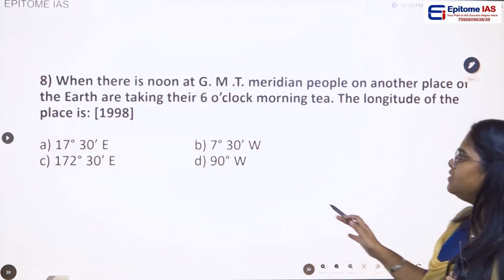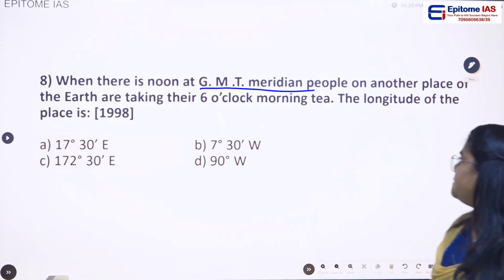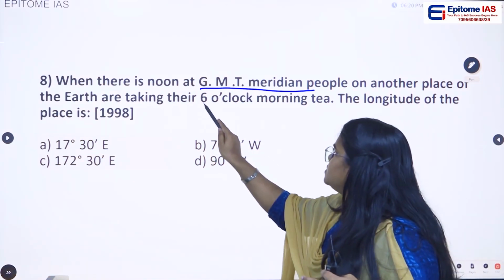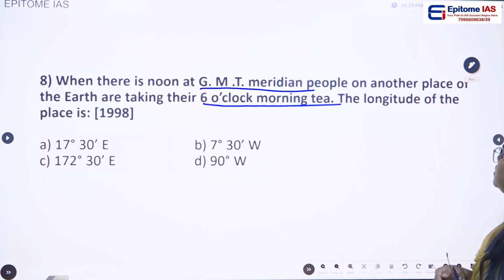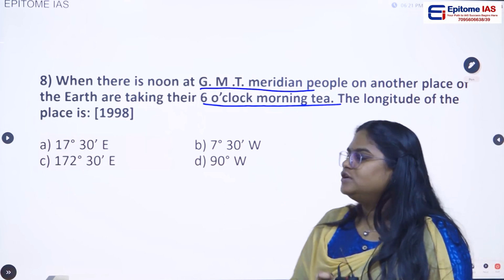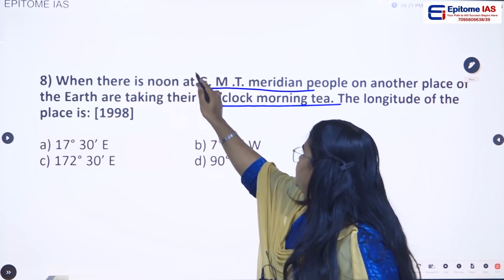So the next question: when there is noon at the GMT meridian, people on another part of the earth are taking their 6 o'clock morning tea. What is the longitude of the places? Options A, B, C, D. So technically, what they are saying is that it is noon at the GMT meridian.